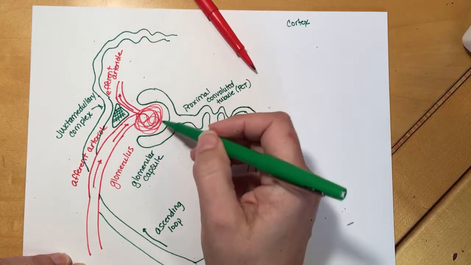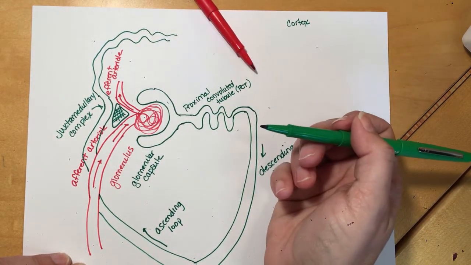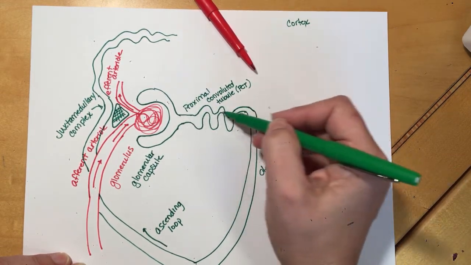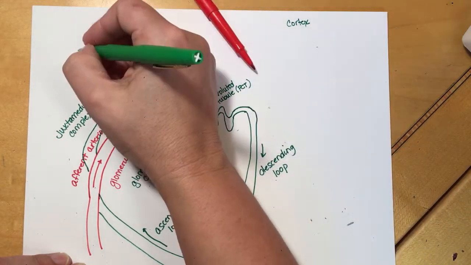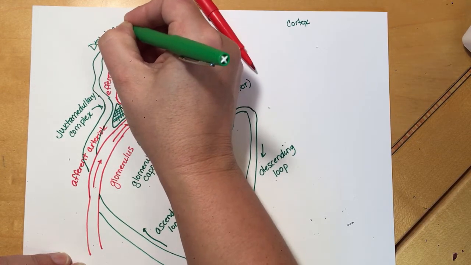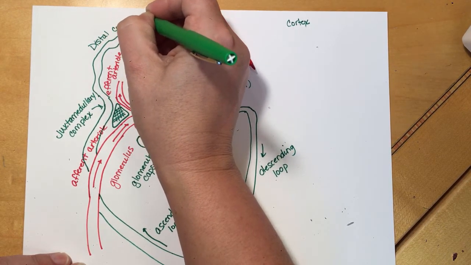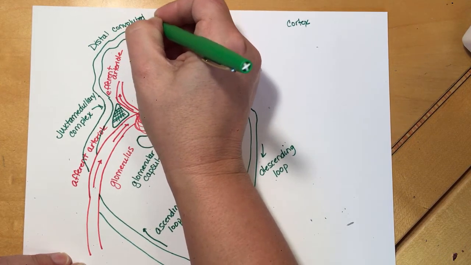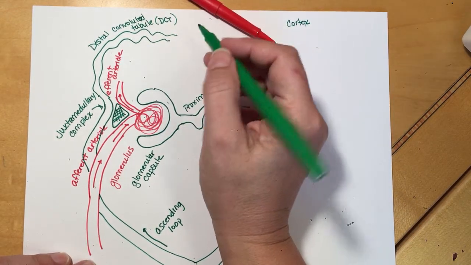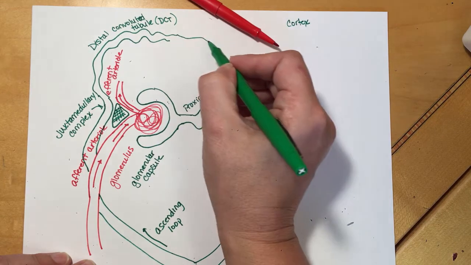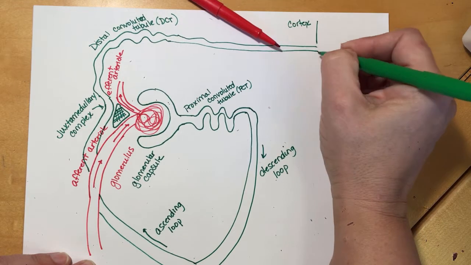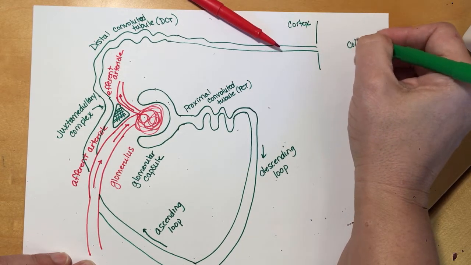Now these convolutions are really far away from the glomerular capsule. The convolutions that were really close we called proximal convoluted tubule, and this part over here, because it's so far away, we're going to call it the distal convoluted tubule, or DCT. So we're going to have some convolutions, and this is going to then continue over here a little bit, and it's going to join in with something called the collecting duct.